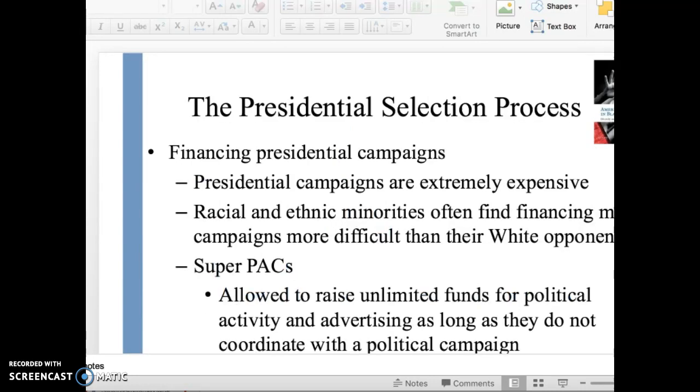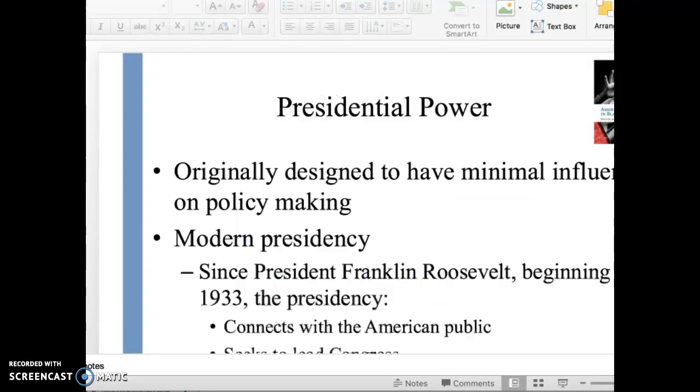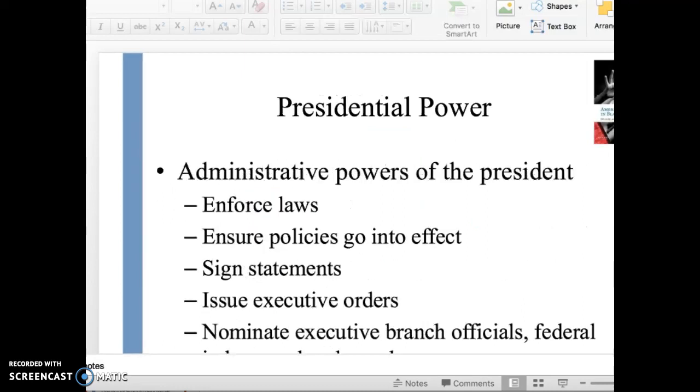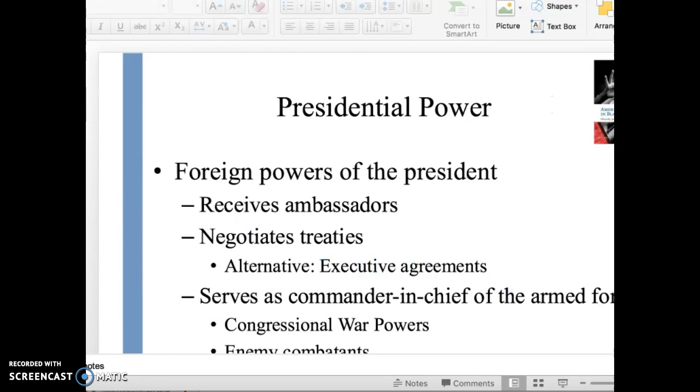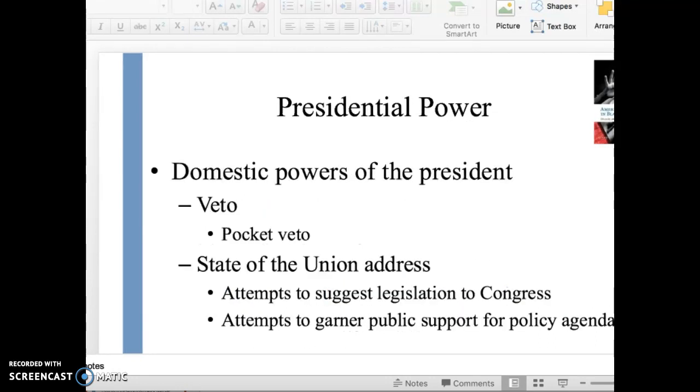Who's funding the campaign? We know because of Citizens United versus FEC in 2010, which allowed unlimited amounts of corporate funding to come into politics, it very heavily influences the amount, in the millions. What are the presidential powers? Executive orders per year, the power that the president has to issue executive orders circumventing Congress. And what are the foreign powers?